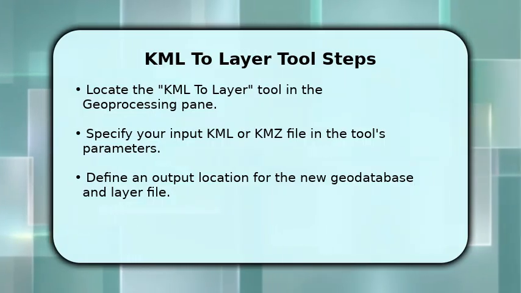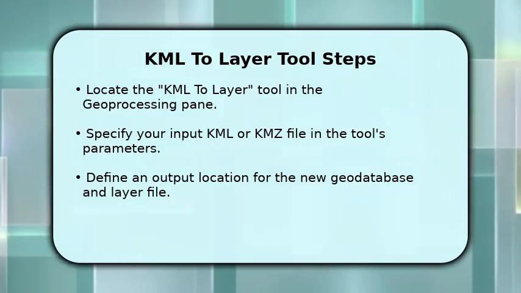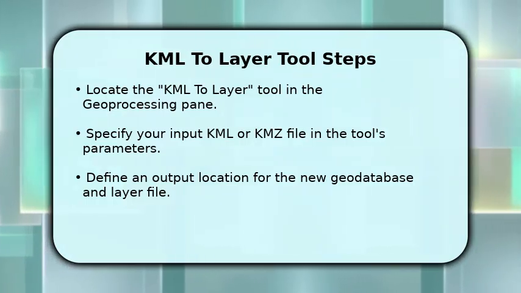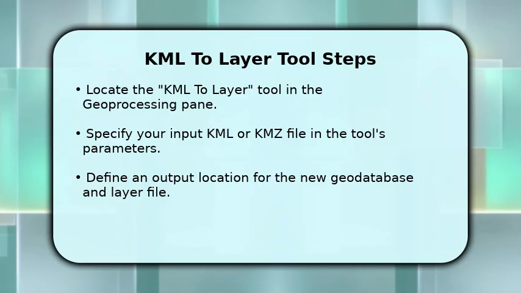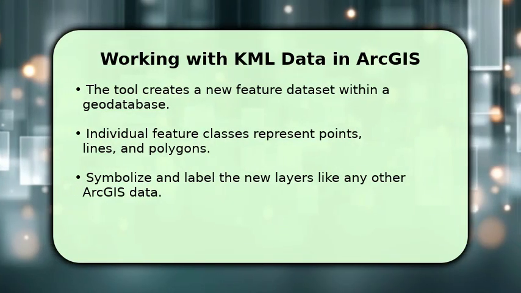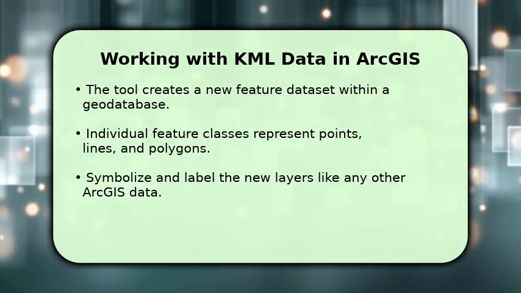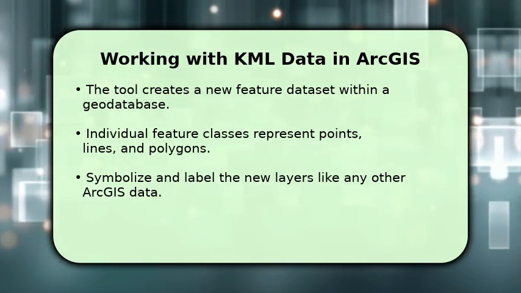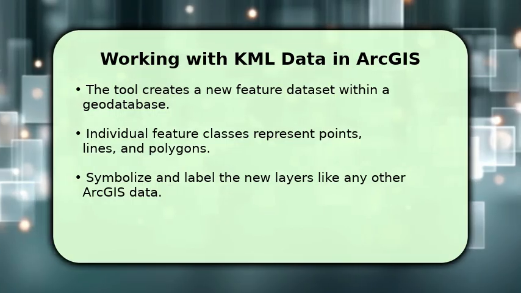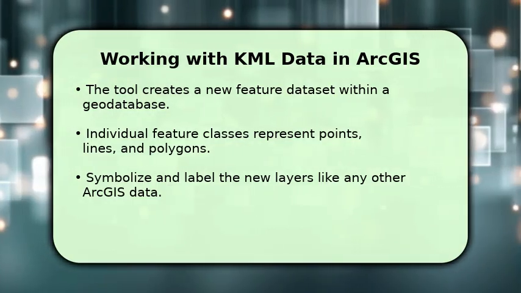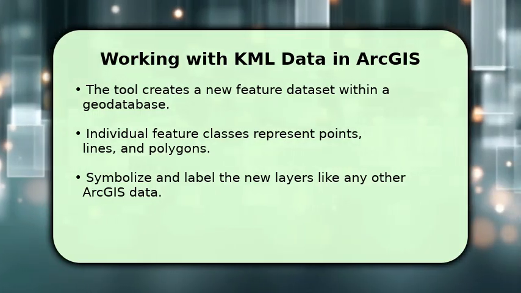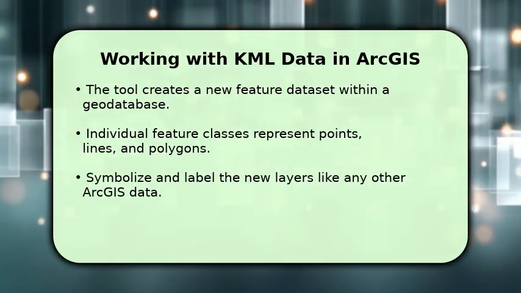The tool will then convert all the geographic features, such as points, lines, and polygons, from your KML into a usable format within your ArcGIS project. After the conversion completes, a new layer will appear in your Contents pane. This layer is actually a group layer containing several feature classes, typically for points, lines, and polygons derived from your KML. You can now symbolize these layers, adjust their properties, and even edit the features.